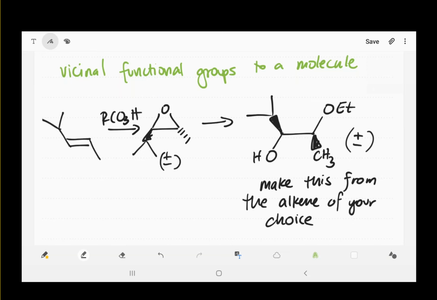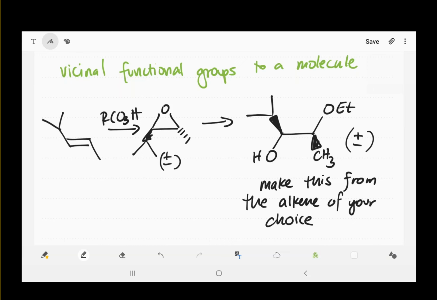So, let's look at it. If we take a look at this epoxide here, if we're just going from that middle molecule to the right molecule, what's different? What's in the right molecule that's not in the left? The OH and the OH. The OH, yeah, technically, and then the OEt, right? Both of those are new things in that molecule, right?